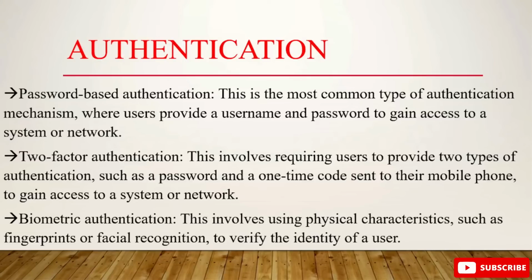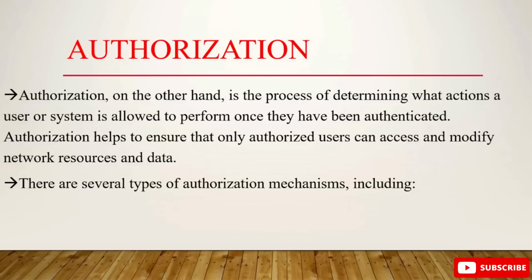Next is biometric authentication. This involves using physical characteristics such as fingerprints or facial recognition to verify the identity of a user. Authorization, on the other hand, is the process of determining what actions a user or system is allowed to perform once they have been authenticated. Authorization helps to ensure that only authorized users can access and modify network resources and data.